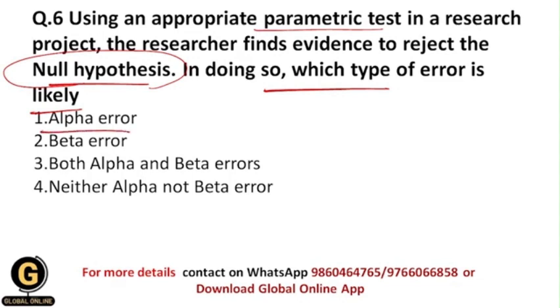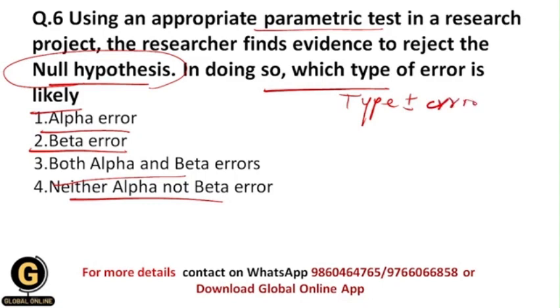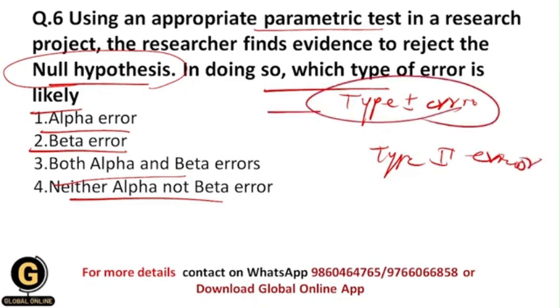So whether alpha error will occur or beta error will occur, or both alpha and beta errors will occur, or neither alpha nor beta error will occur. So basically students, there are two types of error that I have told you earlier, and those are type 1 error and type 2 error. Again I am going to tell you about this. Type 1 error occurs when we reject the null hypothesis whenever it is true.